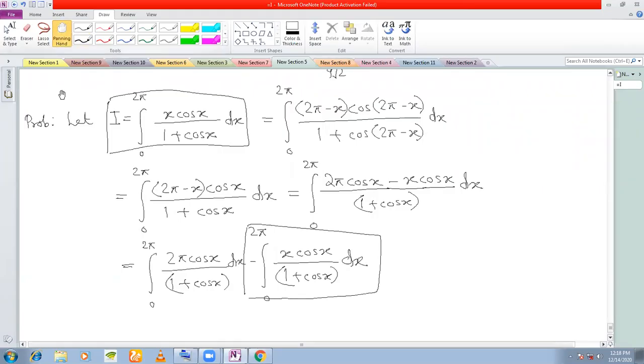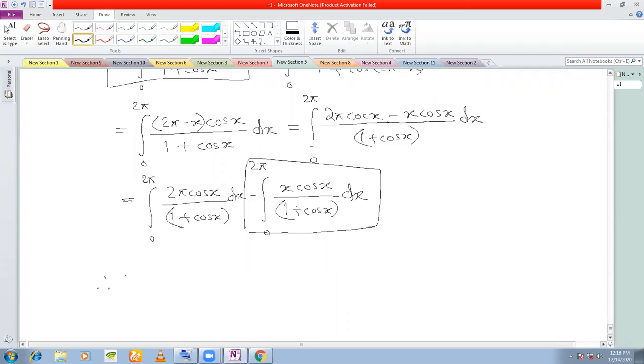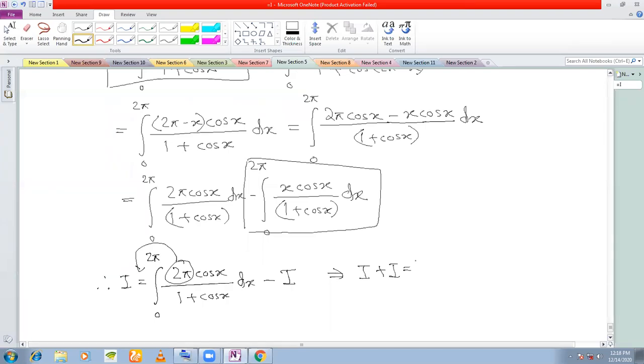We are getting back. That means I can write this as, therefore, I is equal to integral 0 to 2 pi of (2 pi minus x) cos x by 1 plus cos x dx, minus I. That means take all the I on one side: I plus I is equal to, now 2 pi here is a constant. You can take it out of the integration. So I can write this as 2 pi integral 0 to 2 pi cos x by 1 plus cos x dx.